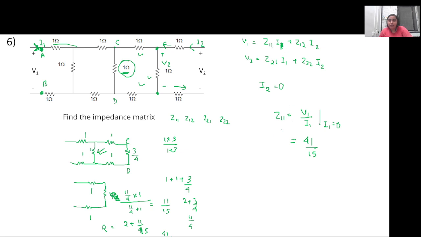Similarly, with I2 equal to 0, you can also figure out Z21. Z21 will be equal to V2 by I1. How will you calculate V2? Since we know the current I1 is flowing across this branch, we can use the current divider rule and calculate the current across each branch. For example, we start doing it from the reverse direction.